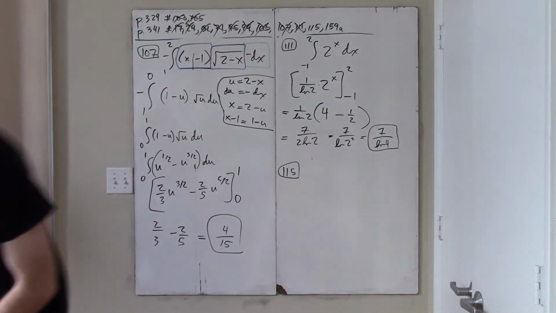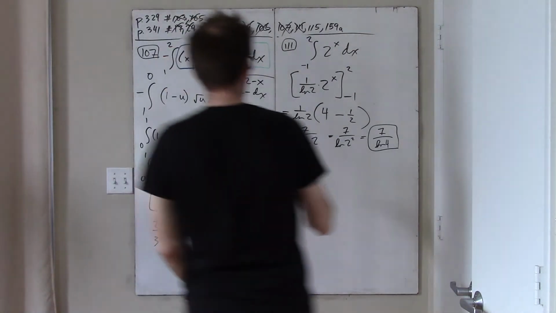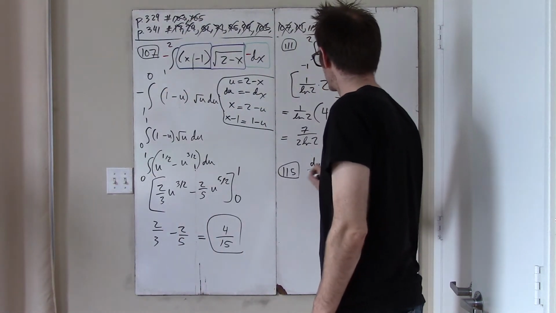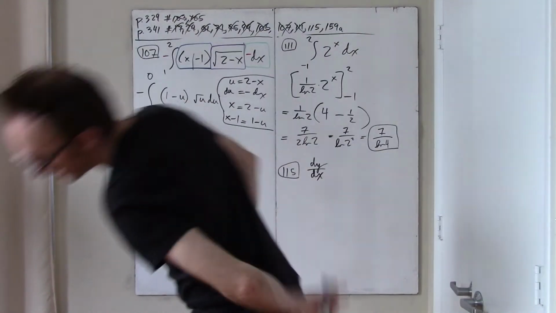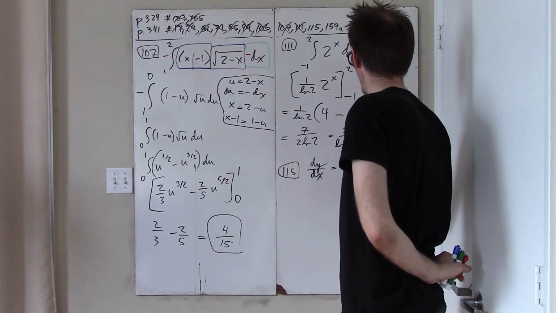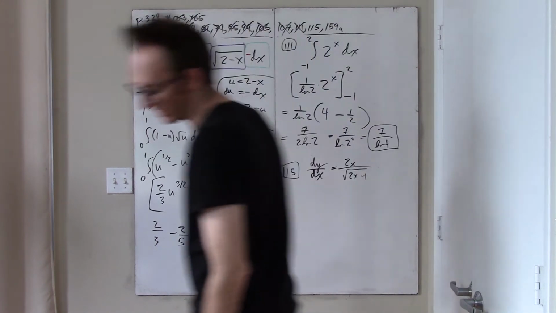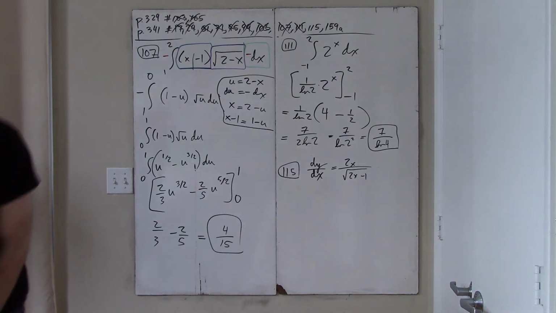Okay, 115, 2 more problems. 115, is this just more? I think this is just more. Slightly different problem. They now say, okay, I've got a differential equation for you: dy dx is 2x over root 2x minus 1. I think that's the problem. And 2x squared minus 1.